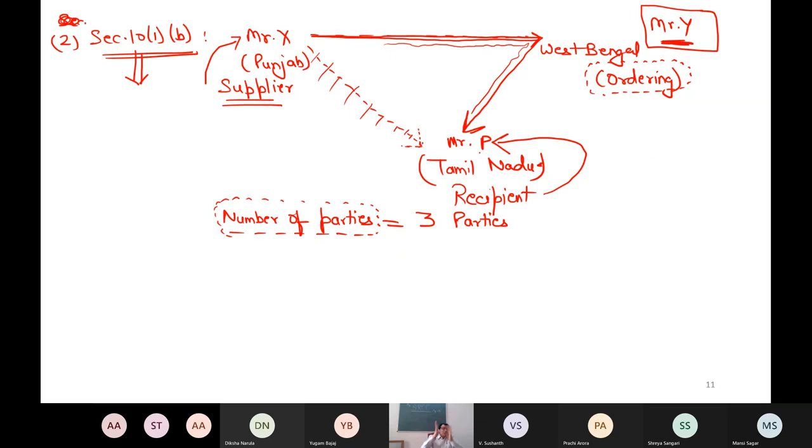Now, can you tell me logically what should be the place of supply? Should it be Tamil Nadu or Punjab or West Bengal or what? Anyone who can think logically, what should be the place of supply?